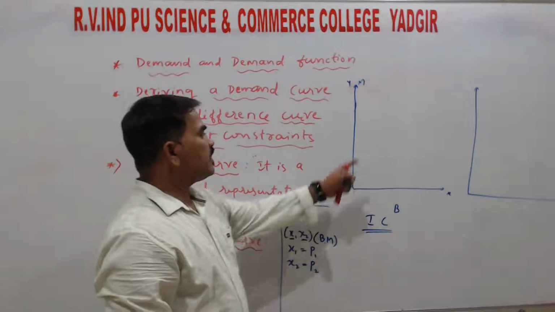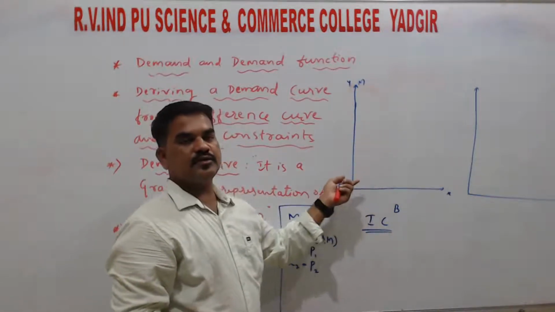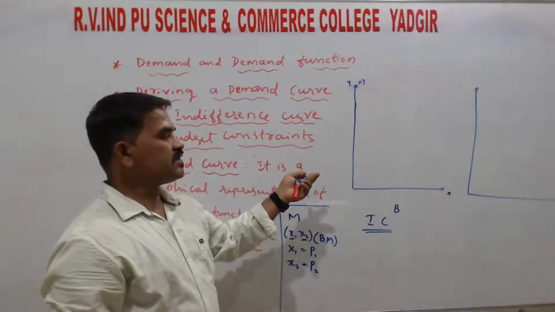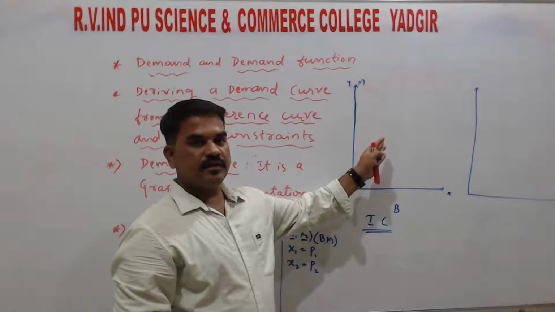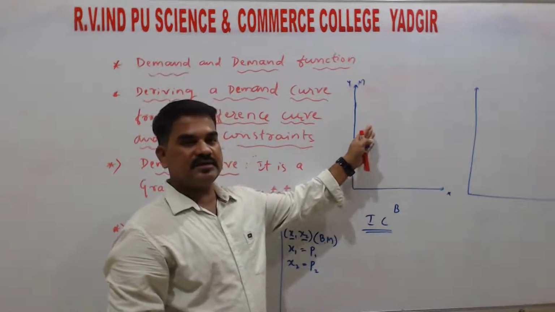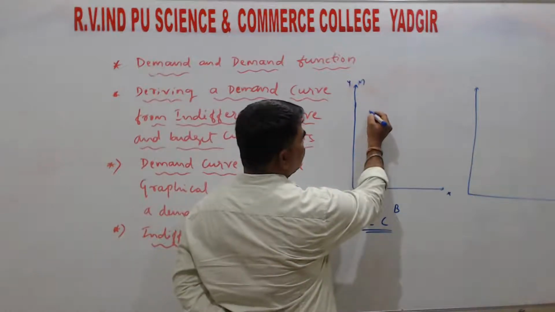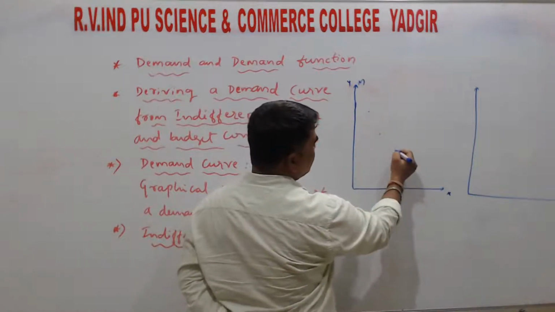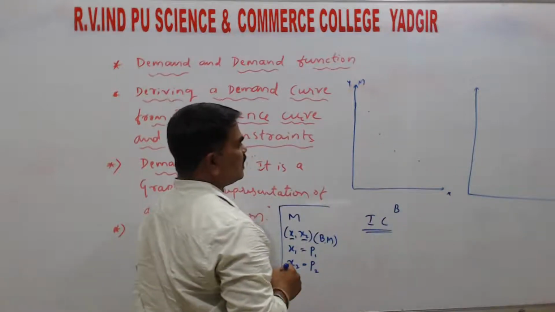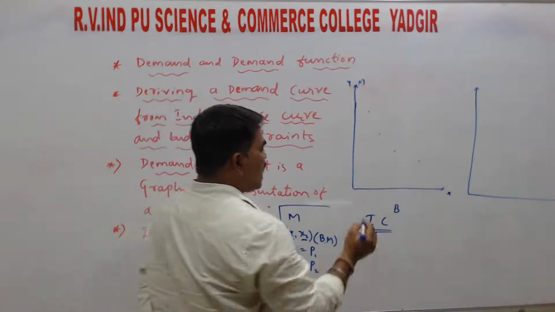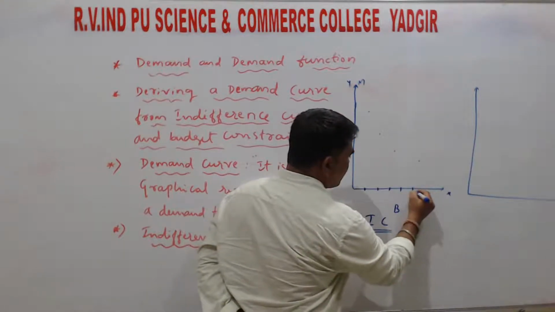It means that whatever bundles we have here, those bundles give the consumer a maximum satisfaction or utility. But for all the bundles, if you consider, the utility remains same there. Utility for all these bundles remains same. That's why we call it indifference curve. Now I'll take 1, 2, 3, 4, 5, 6.